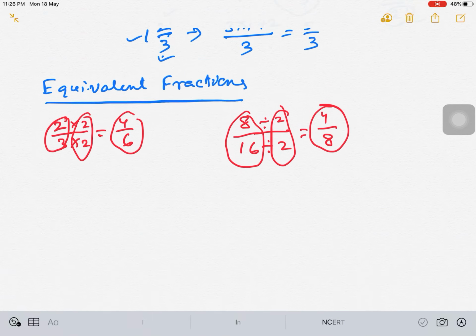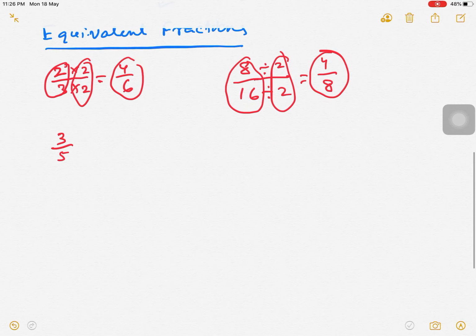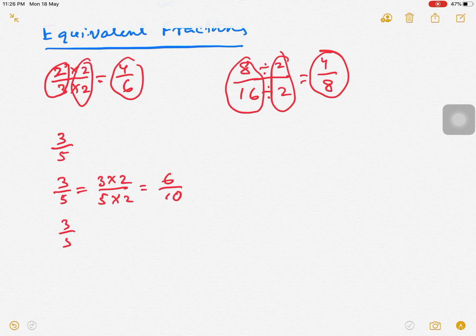Now let us find some equivalent fractions of 3 by 5. Now 3 by 5 can be 3 into 2 by 5 into 2. So we get 6 by 10. This is one equivalent fraction. If I multiply 3 by 5 by, suppose, 3 into 4, 5 into 4, I get 12 by 20. This is another equivalent fraction.